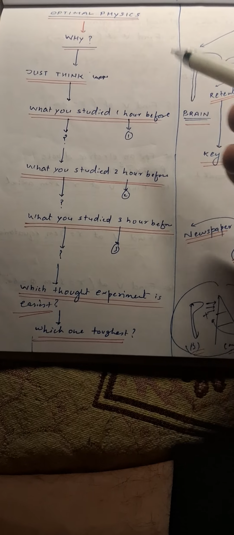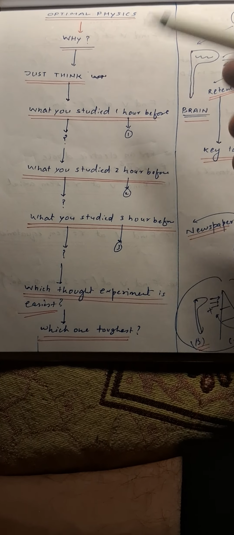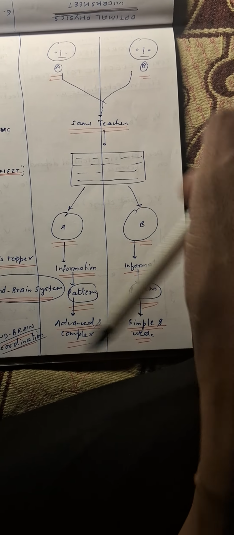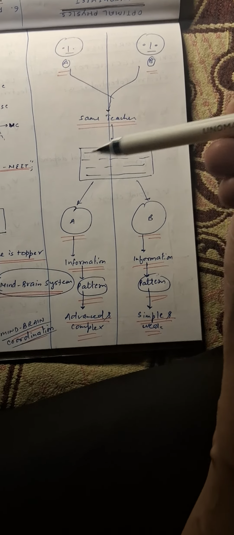Then there is an education psychology video on optimal physics, why, the thought process for that, mind-brain system analysis, analysis of why students of the same teacher who went through the same exam perform differently, its analysis.